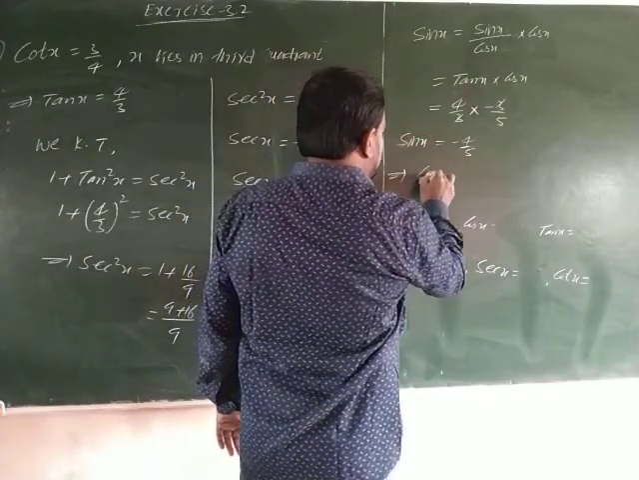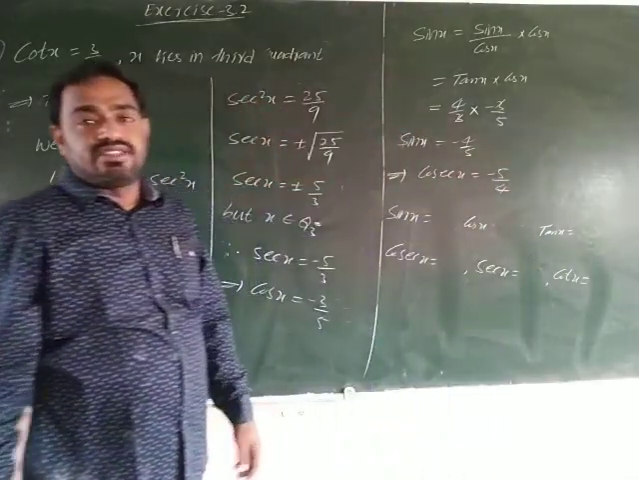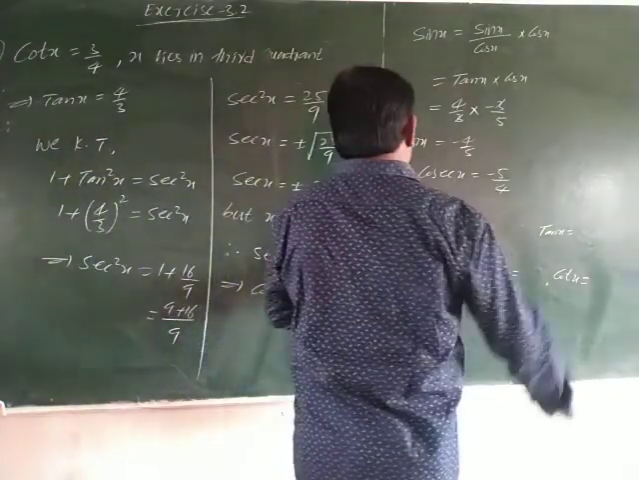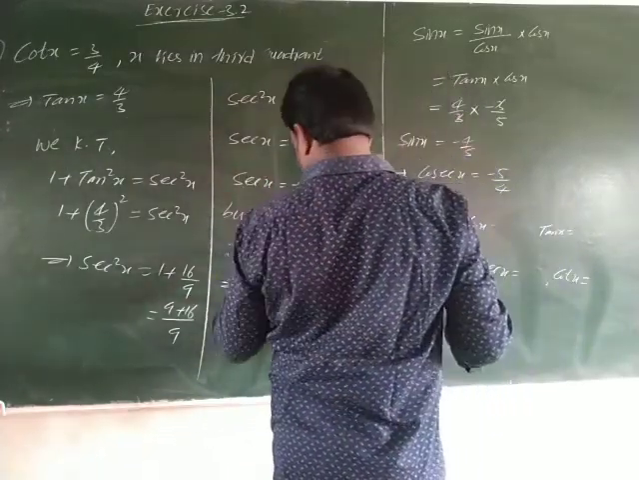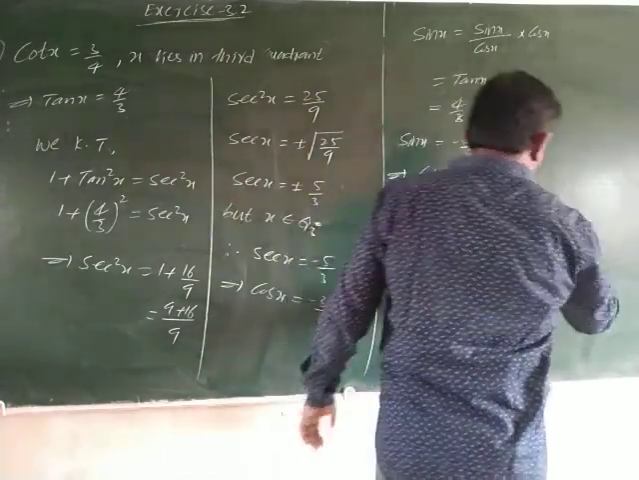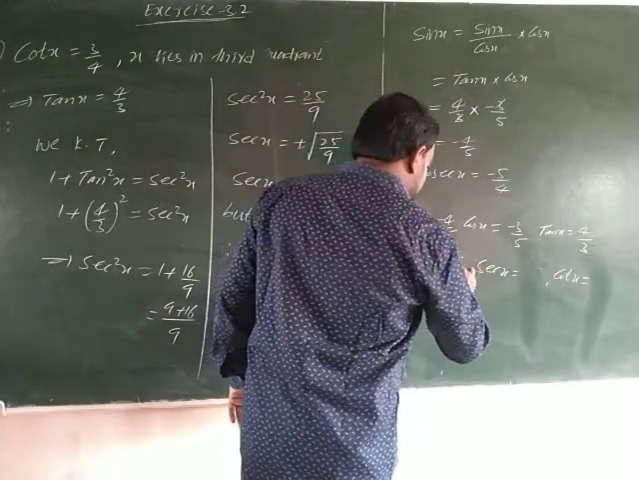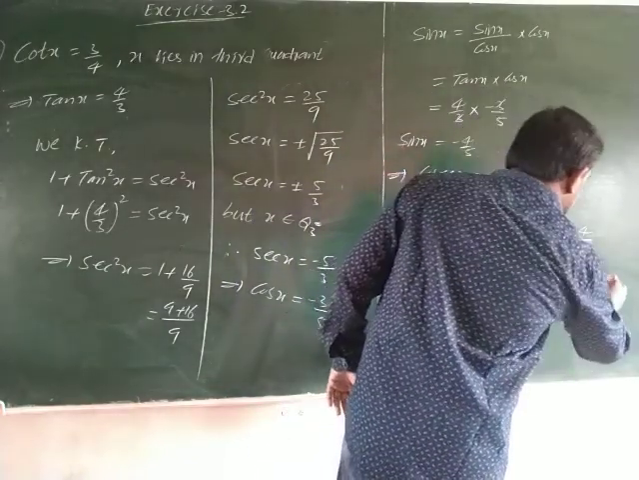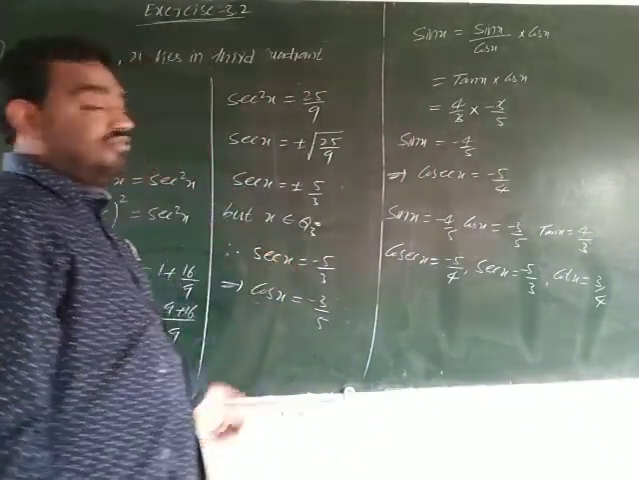From this, cosecant x is equal to minus 5 by 4. Now sin x value is minus 4 by 5. Cos x is equal to minus 3 by 5, tan x is equal to 4 by 3, cosecant x is equal to minus 5 by 4, secant x is minus 5 by 3, cot x is 3 by 4. This is the answer. Okay, like this we are proving the answer.